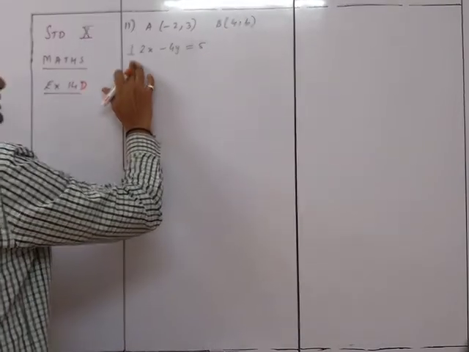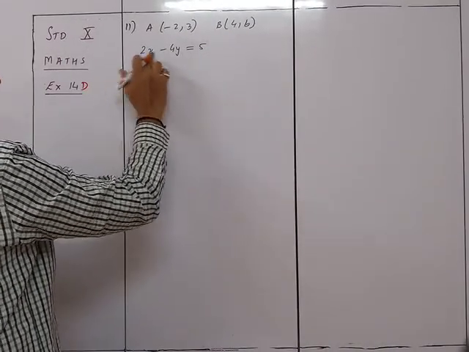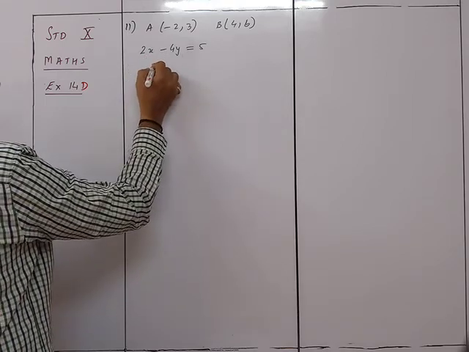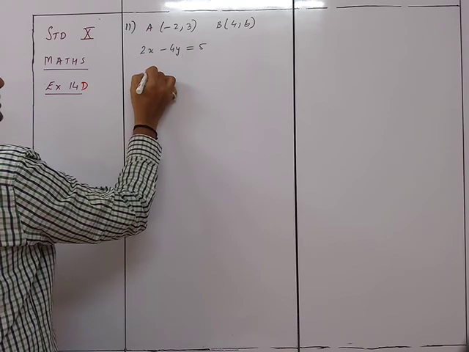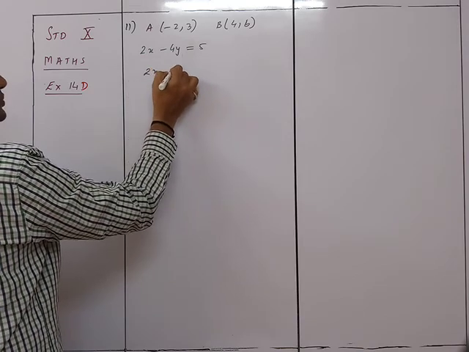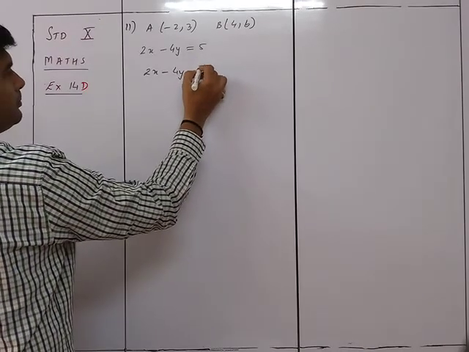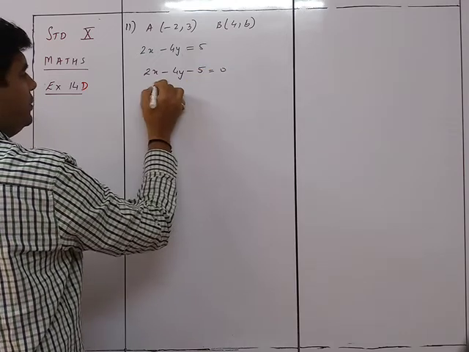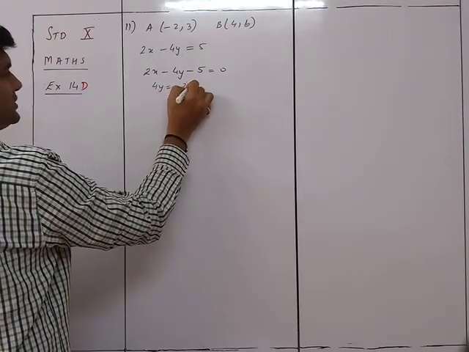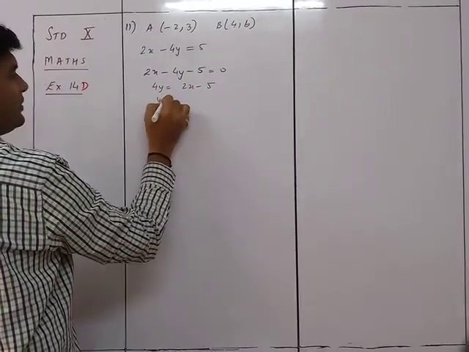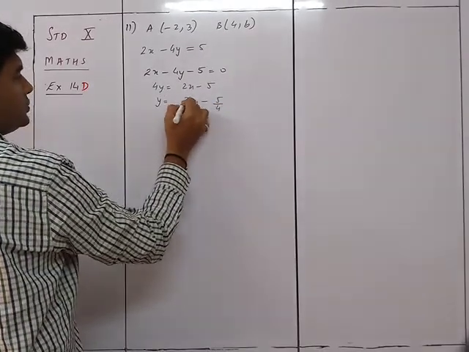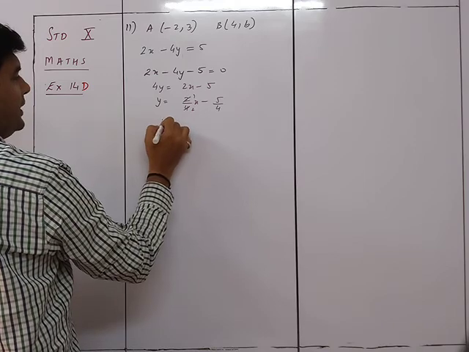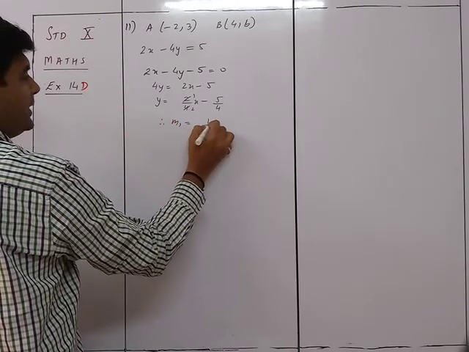So very simple. What you are going to do is first find the slope from this equation. So it is 2x minus 4y minus 5 is equal to 0. Sorry, 4y is equal to 2x minus 5, or y is equal to 2 upon 4 x minus 5 upon 4. Therefore m1 is equal to 1 upon 2.